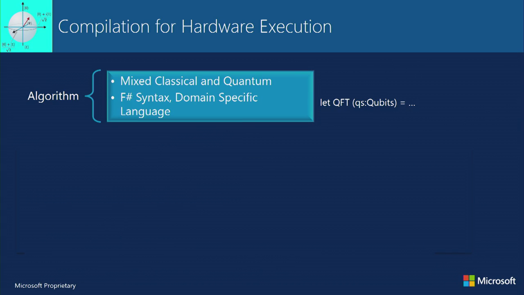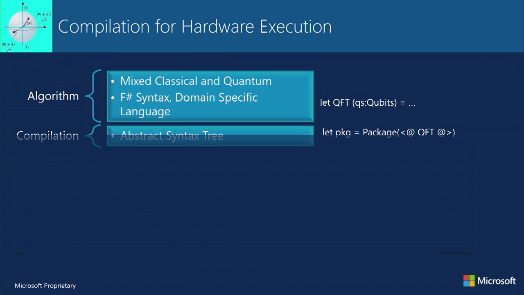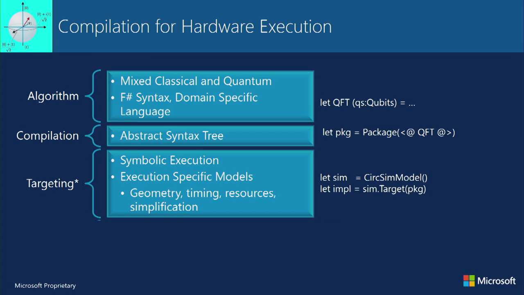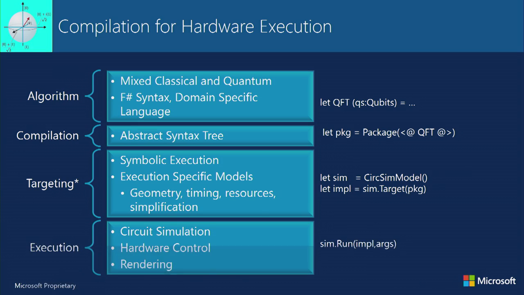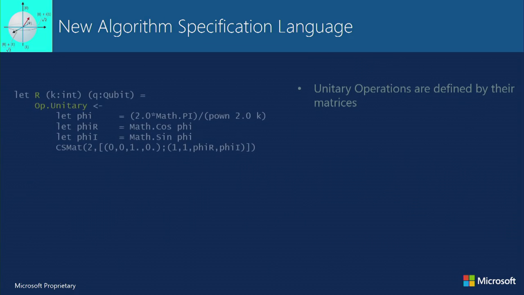Again, I'm going to go through this just really fast, but you have a high-level language that's mixed classical and quantum. It's not pure quantum anymore. It understands both. You get an abstract syntax tree back that we thank the compiler for, and then we throw the rest of the compiler away, and we have our own compilers after that. We do symbolic execution of the code with greedy evaluation to try to get as much of it put away as possible. We retarget, and we finally execute it either as circuit simulation, hardware control, or rendering if you just want to draw what you have.